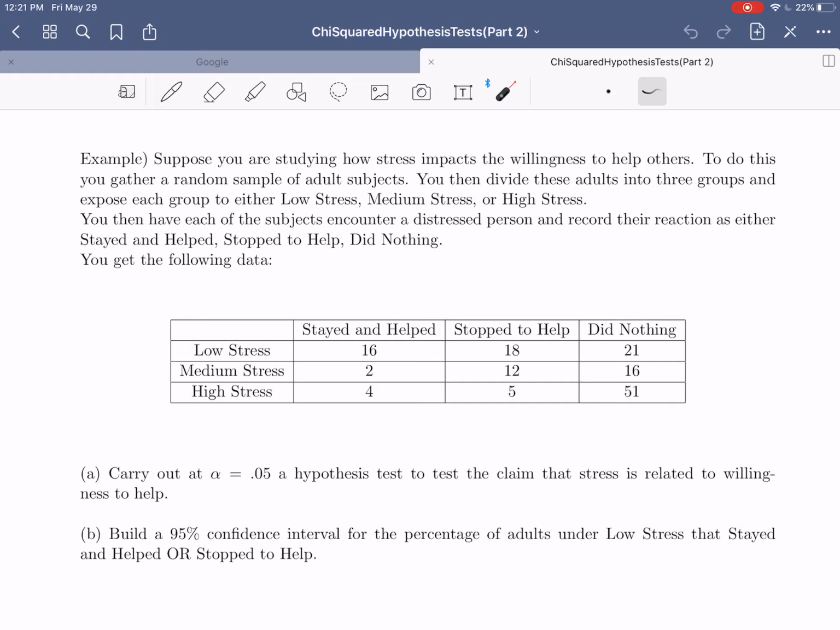So we're going to suppose that our big idea here is we're studying how stress impacts the willingness to help others. To do this, you gather a random sample of adult subjects. Remember, in the real example, they were not just adult subjects, but actually graduate students. They were graduate students in theology.